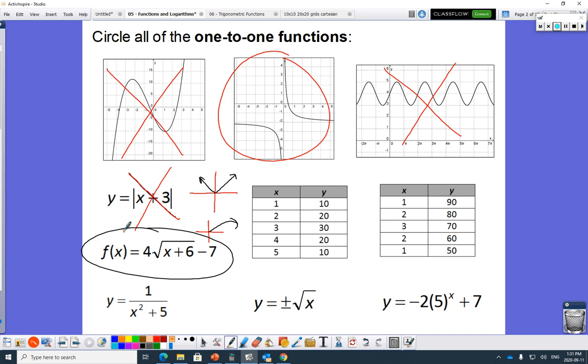1 over x squared plus 5. I'm going to come back to that. That one's a bit of a problem. We're going to come back to that in just a second.